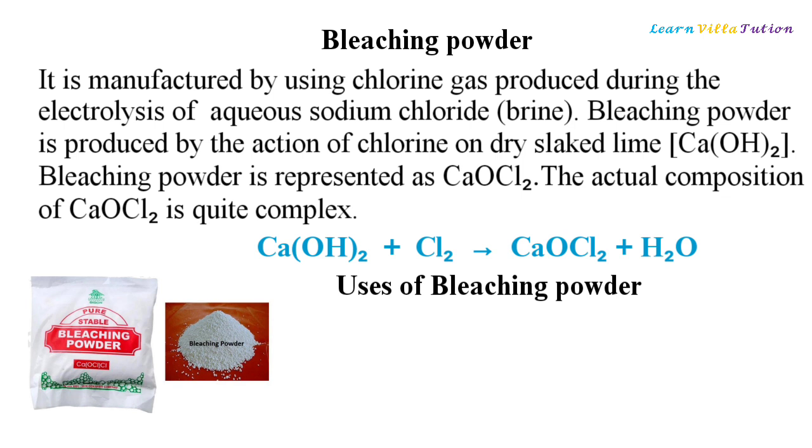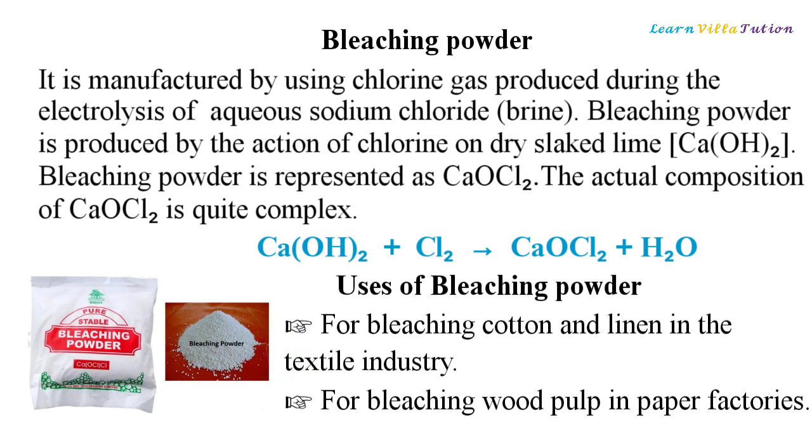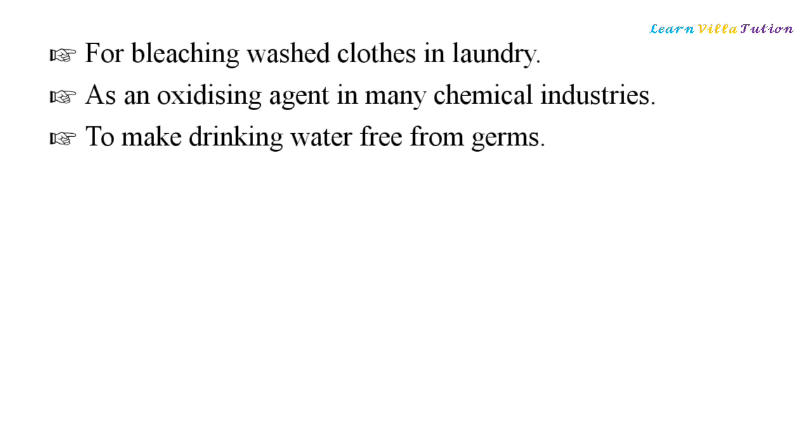Uses of bleaching powder. For bleaching cotton and linen in the textile industry. For bleaching wood pulp in paper factories. For bleaching washed clothes in laundry. As an oxidizing agent in many chemical industries. To make drinking water free from germs.